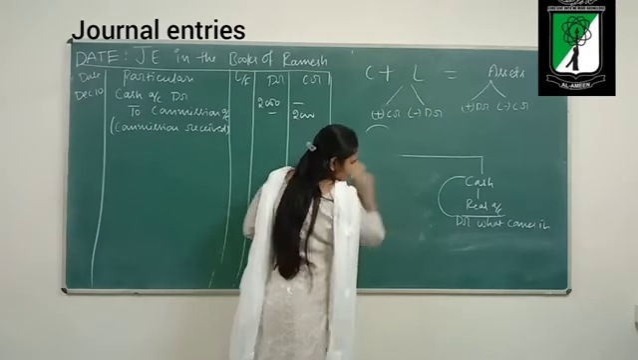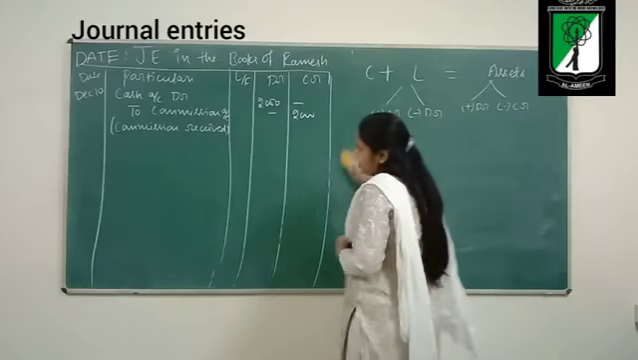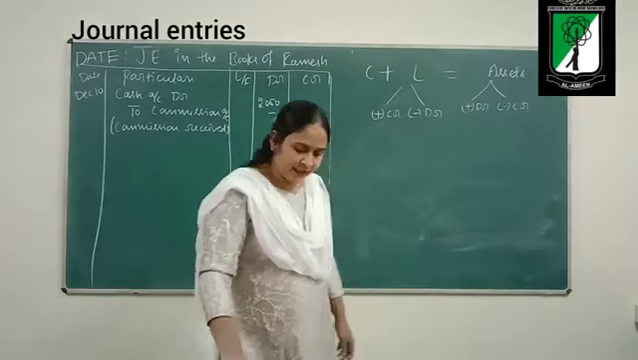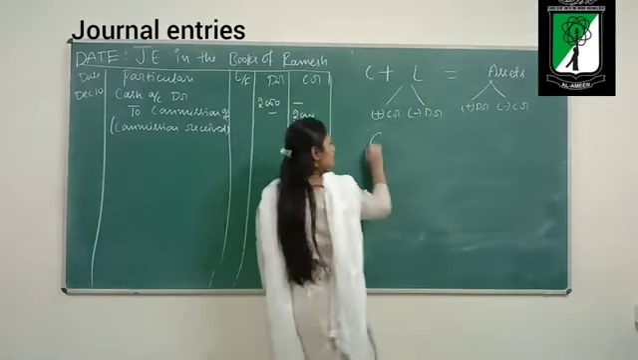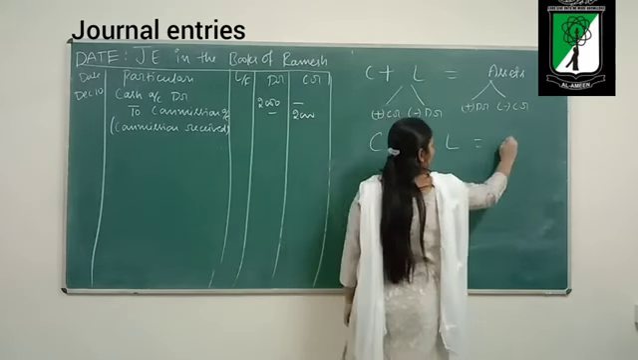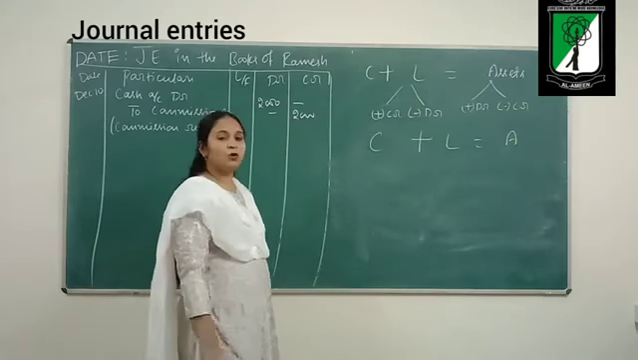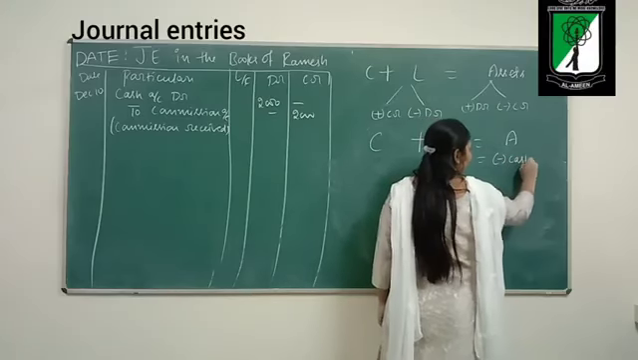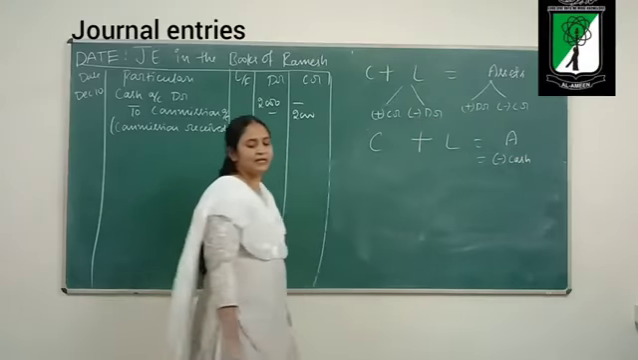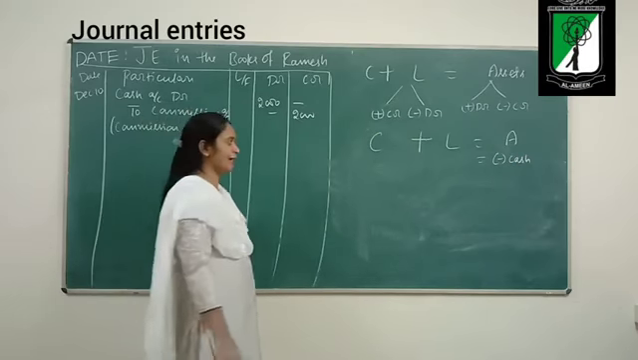Moving on to the next transaction. The next transaction is: paid salary rupees 2000. Business is paying salary, rupees 2000. So, my cash balance is declining. Business pays salary in the form of cash.